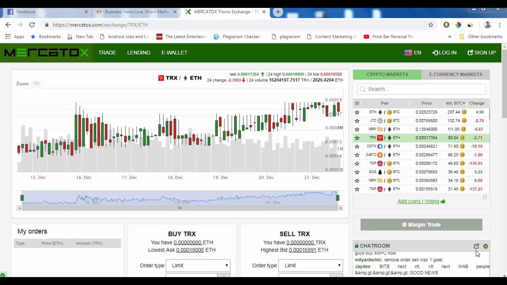Hello guys, this video is about Tron. So Tron is inching up. This is because I checked with the Elliott wave and I found that it's around the fourth wave or in the second wave. So it's going to be bullish for some time.